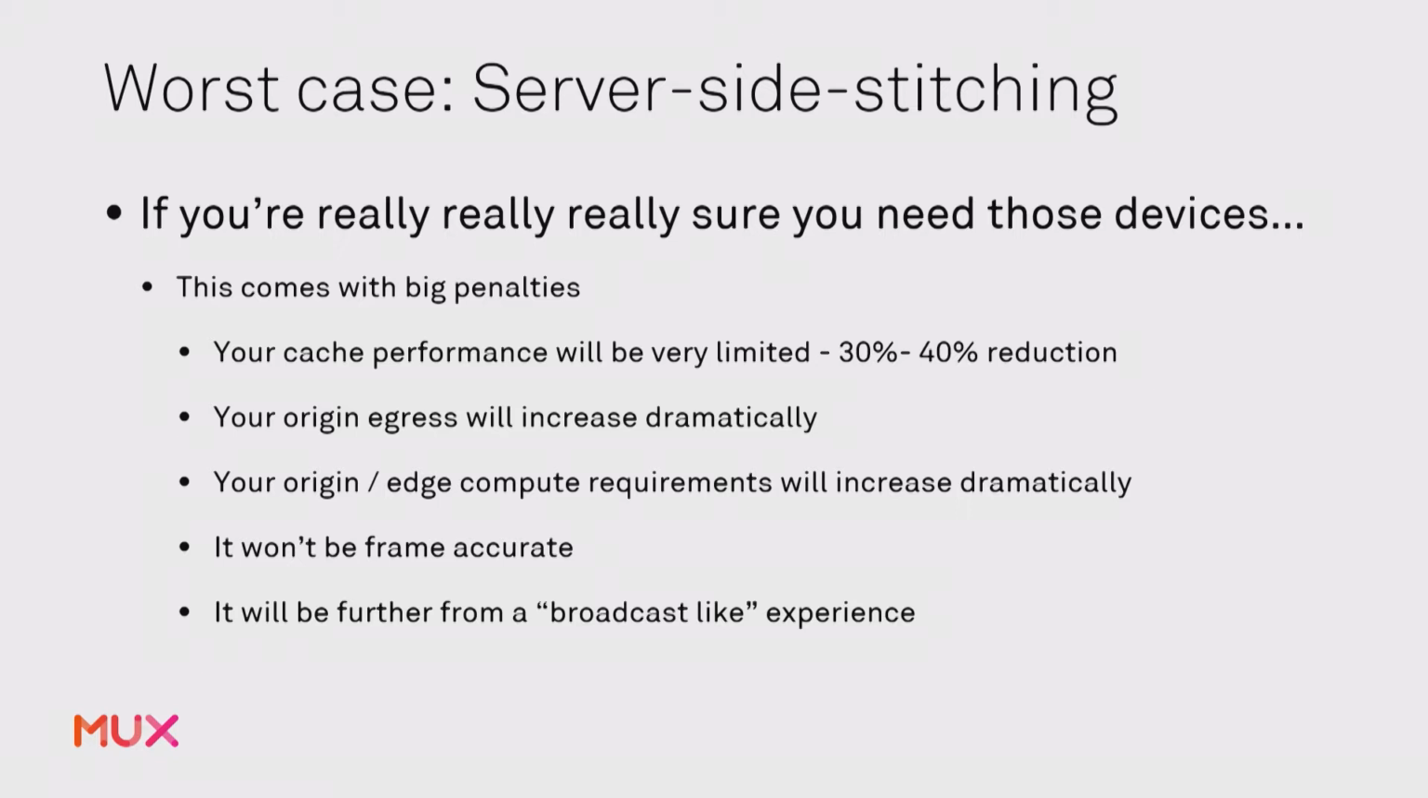Cache performance, you might lose 30 to 40%. Origin egress obviously increases dramatically. Edge compute requirements or origin compute, depending on where you're doing the stitching, is going to increase. It's not going to be frame accurate. It's not going to be broadcast-like. So kind of going back to our original idea of wanting to do it on OTT living room devices, you start to sacrifice on that. I said I'd talk about the future.